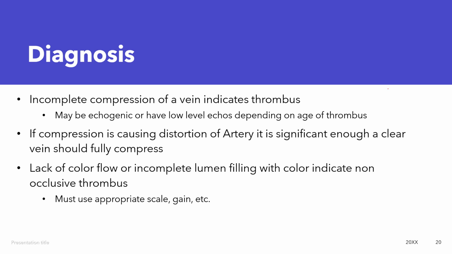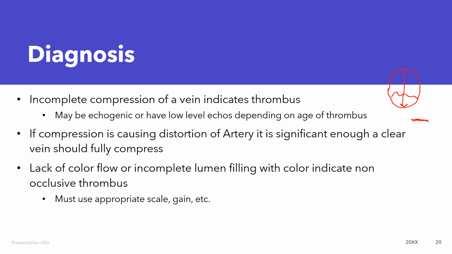So we know that our veins change in size as they fill and as they empty. And as my vein is full, if I compress it, I should be able to completely collapse the anterior wall against the posterior wall, so it nearly disappears. If I'm unable to do that, it could be because there's some sort of clot that I am or am not seeing that's preventing that complete collapse. So compression is a very useful tool in identifying thrombus.